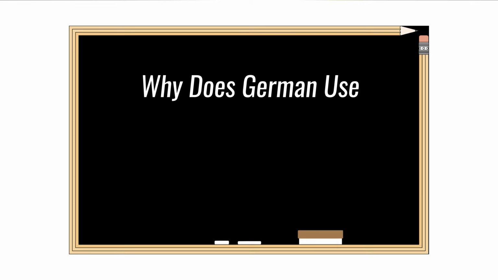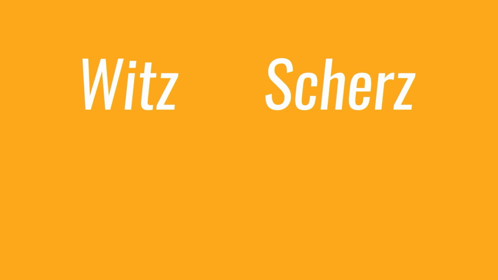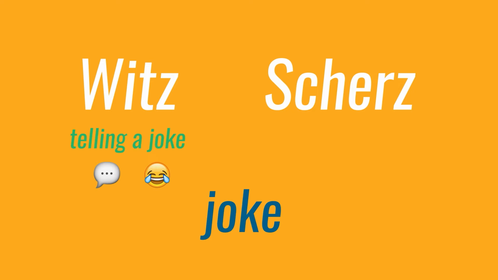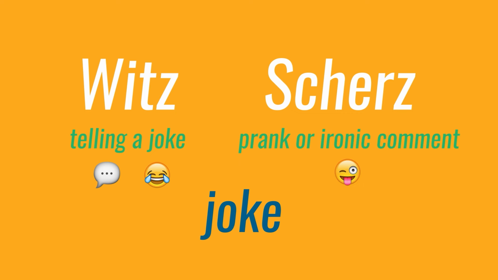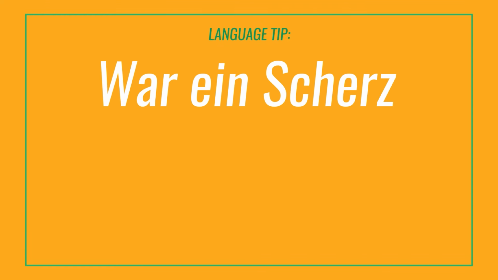The question for this lesson is, why does German use 2 different words for joke? Both Witz and Scherz can be translated as joke. Witz is used in the actual sense of telling a joke, and a Scherz can be a prank or an ironic comment. A good insider tip is to know the phrase "war ein Scherz."